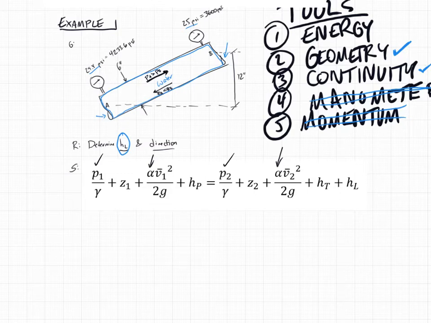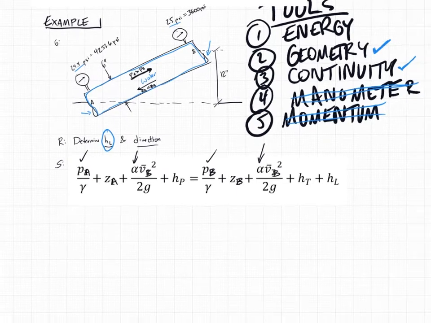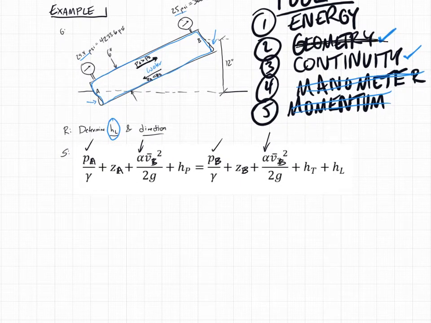Zeta 1 and zeta 2, well, we're going to make Z1 right here ZA in this case. You can kind of turn those into A's and B's. Okay, so zeta A and zeta B, well, we're going to turn to our geometry in this case. I'm going to notice that whatever A is, B is 1 foot higher. So zeta A is going to be 0, and zeta B will be 1 foot.